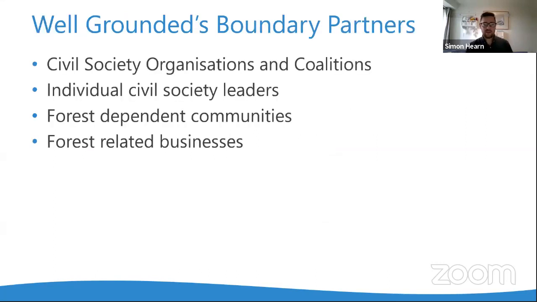For Well Grounded, that means they choose to work with civil society organizations and coalitions. They work with individual civil society leaders. They run a lot of leadership programs. They work with some forest-dependent communities and forest-related businesses. Those are their boundary partners. It's a bit more of a manageable list. And of course, boundary partners have boundary partners, and that's an important thing to remember, that often the change we want to see in our boundary partners is about how they relate to their boundary partners.